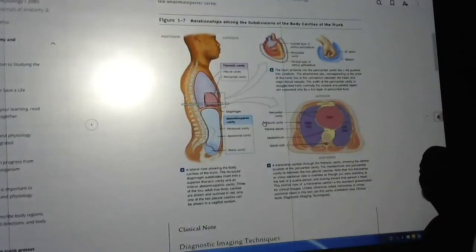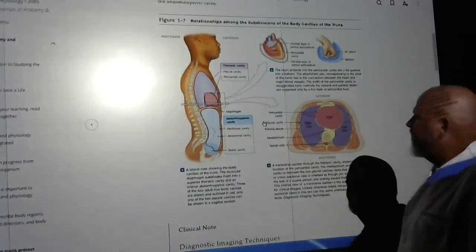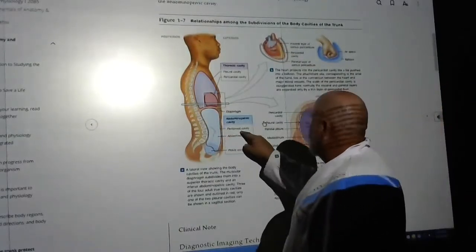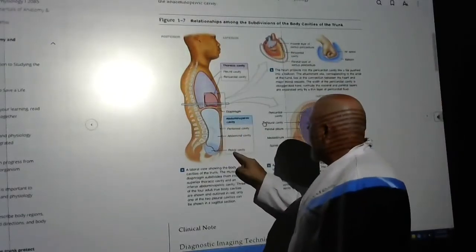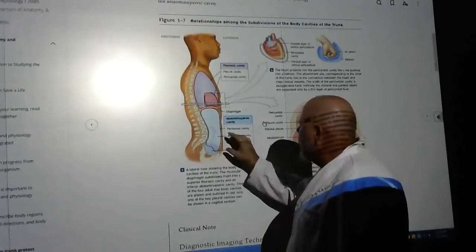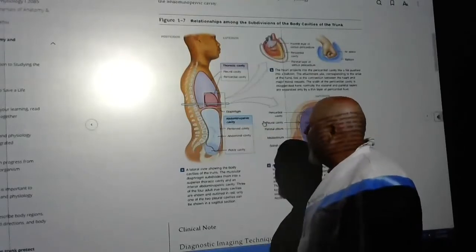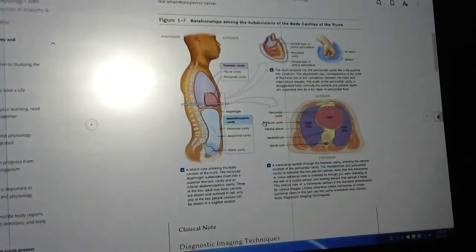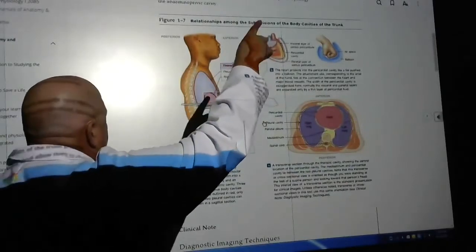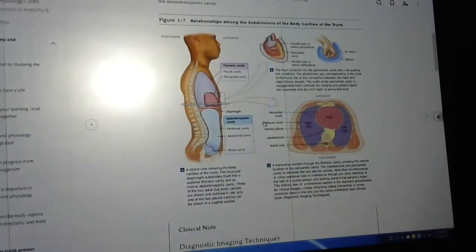Okay. The abdominal pelvic cavity includes a peritoneal cavity, the abdominal cavity, and the pelvic cavity. So these three make up the abdominal pelvic cavity. And remember what I said, you have to locate the organs involved in this area. Okay.